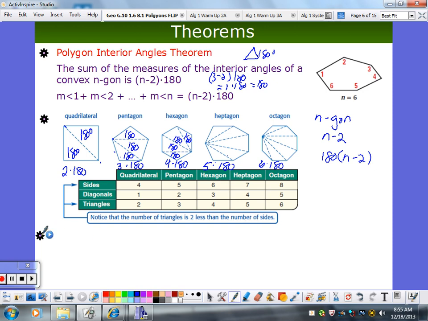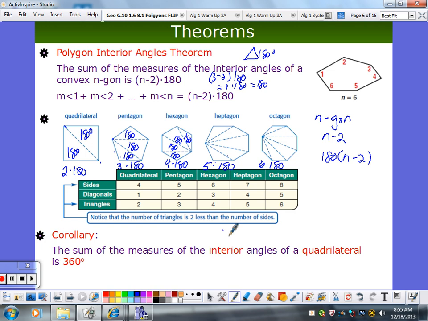So there's a little corollary to it, which is the interior angles of a quadrilateral are, here's my quadrilateral, 360 rather. 2 times 180 is 360. We know that, right? If you add up the angles in a quadrilateral, it's 360. That's one of them you have to know. You have to know the triangle. You have to know the quadrilateral. The other ones, you can use the formula. And truth be told, if you forget these, use the formula. So n minus 2 times 180.